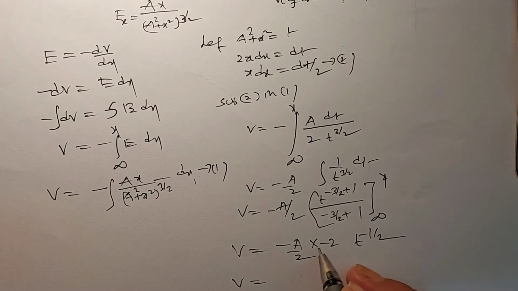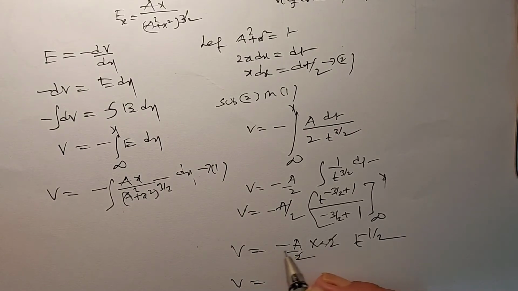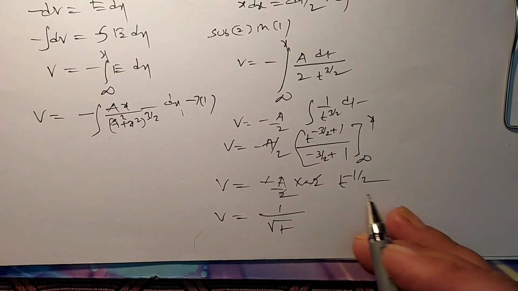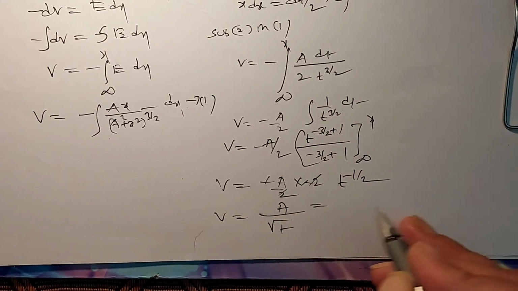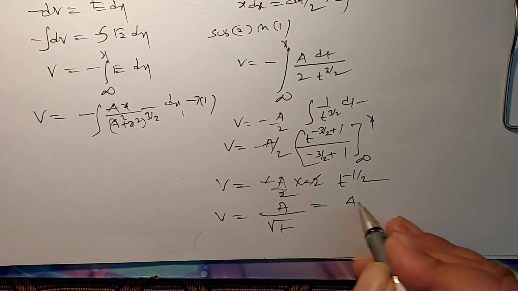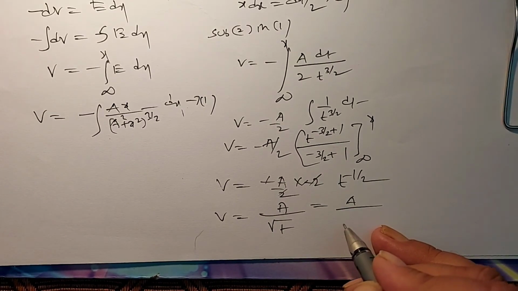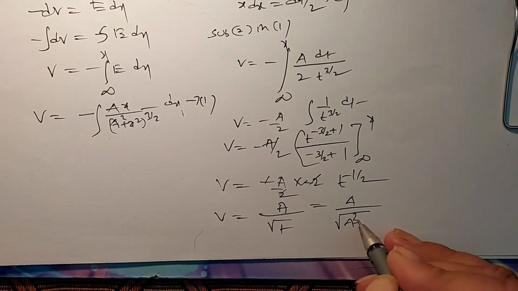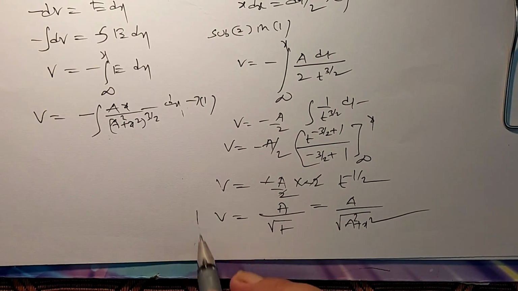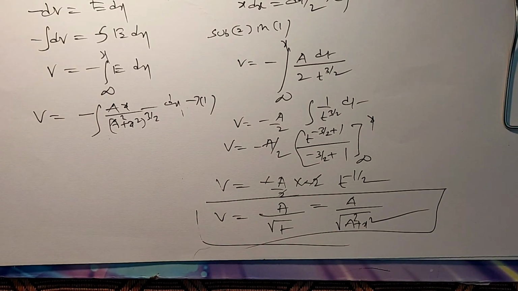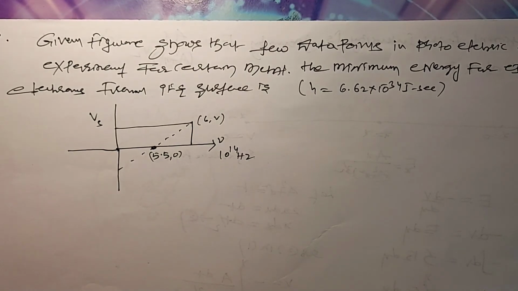So V is equal to, here minus 2 cancel, minus into minus plus, 1 by root t, that is equal to a by root t. A by root t means what? Root of a square plus x square. So what is the potential here? V is equal to a by root t, that is equal to a by square root of a square plus x square. So this is the answer. Here let us see another question.